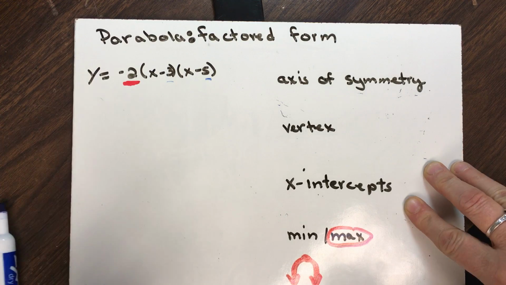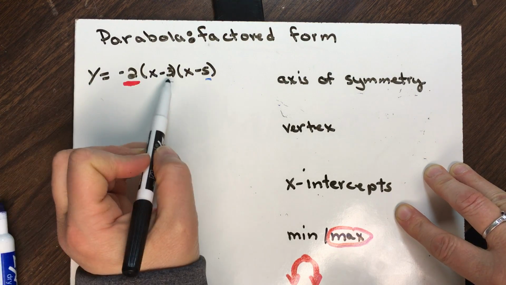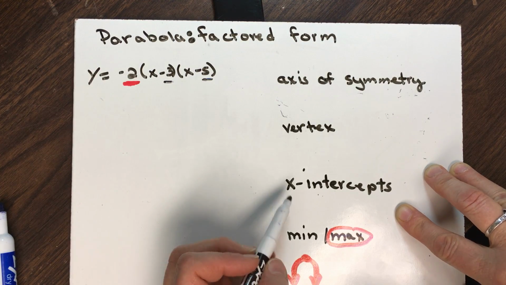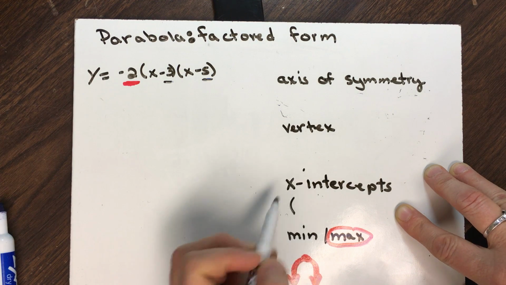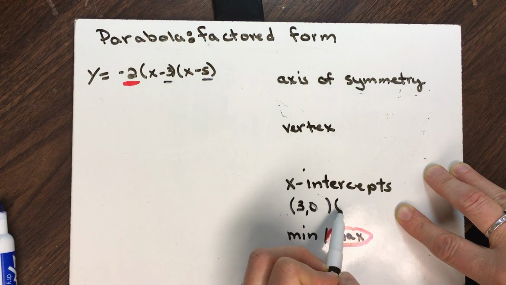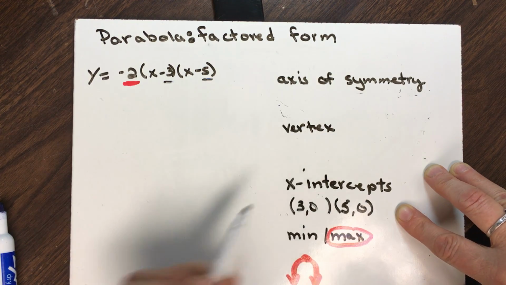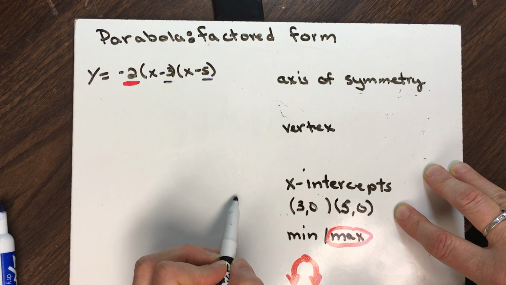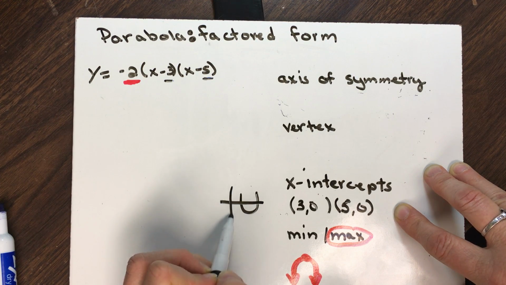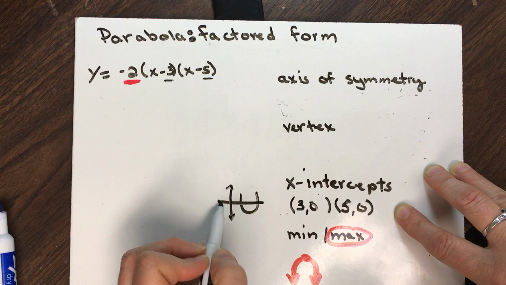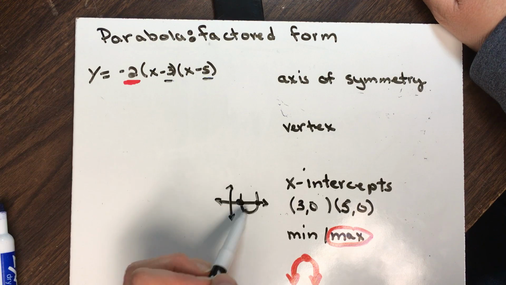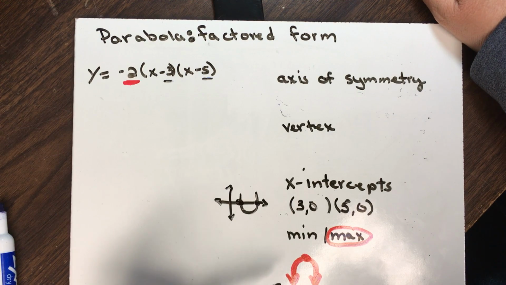Let's take a look at our x-intercepts. Our x-intercepts, we're going to use this piece here and this piece here, but we're going to do the opposite of those. And so our first x-intercept is (3, 0), and our second one is (5, 0). And those are the places where we cross the x-axis. So if this is our quadrant that we're looking at, we would have it here and here. So those are the two places that it crosses.